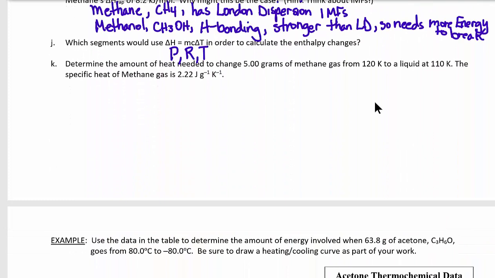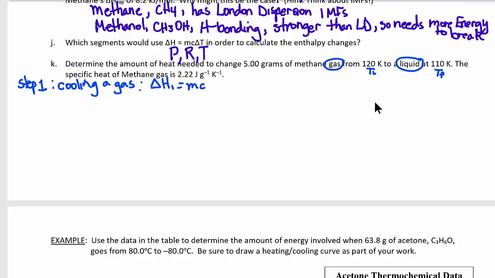We've got the gas and it's going from 120 Kelvin. So this is our initial temperature, and its final temperature is 110 Kelvin. It's going from a gas to a liquid, which means we need to do a phase change. So for step one, we have determined that we are going to use m c delta T because we are cooling a gas. So our delta H, and I'm going to put sub 1 for step 1, is going to be m c delta T.